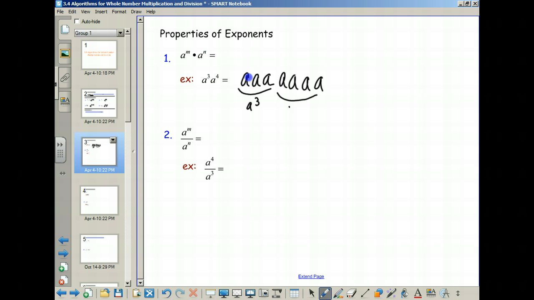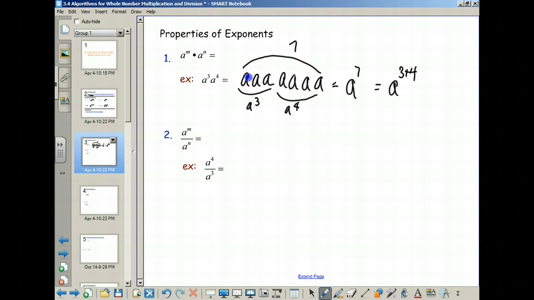How many A's are there? There are 7 A's here total. So this is A to the 7th, and why is it 7? Well, because this is actually 3 plus 4. Okay? So you can actually do it with these numbers. You can see it happen for you. It has to be addition of those. It's not 12 of them, right? I don't have 12 A's, I only have 7 A's.